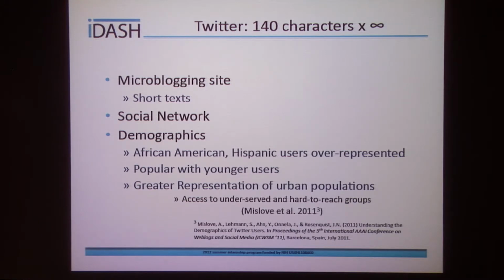But of course, because it's such a small format, it presents its own challenges. It's actually a lot more vague. It's harder to figure out necessarily what's going on because there's just sort of a lack of context. It's also a social network, which means that we can use Twitter to track the impact of individual users on the rest of their social network. And interestingly, for medical applications, the demographics of Twitter disproportionately favor African American and Hispanic users, as well as younger and urban populations, which means that by using Twitter, we can actually have access to underserved and hard-to-reach groups.